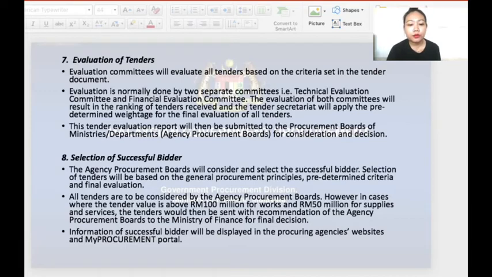Selection of tenders will be based on the general procurement principles, predetermined criteria, and final evaluation. All tenders are to be considered by the agency procurement boards. However, in cases where the tender value is above 100 million for works and 50 million for supplies and services, the tenders would then be sent with recommendation of the agency procurement boards to the Ministry of Finance for final decision. Information of successful bidder will be displayed in the procuring agency's websites and My Procurement portal. So please remember these 8 processes, yeah?